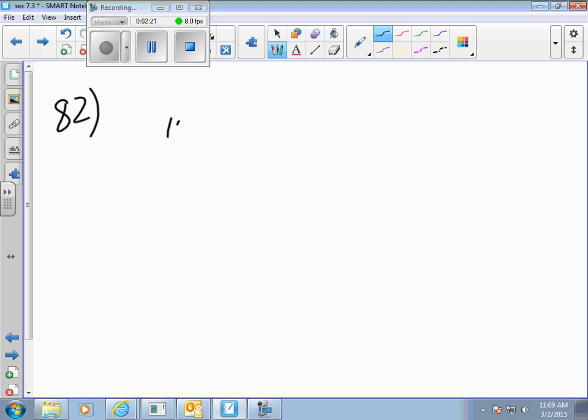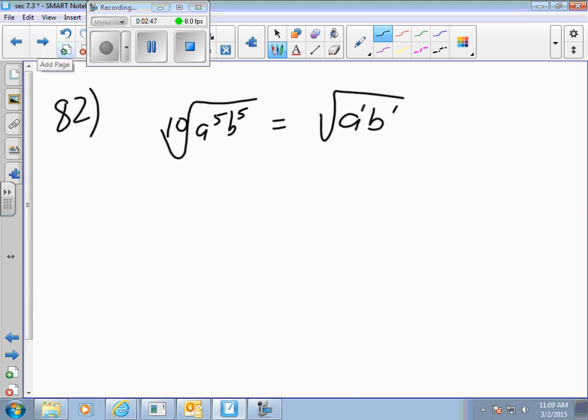Number 82 says if I have the 10th root of a to the 5th, b to the 5th. Again, all the exponents and root numbers are all divisible by the same thing, so I'm going to divide everything by 5, giving me the square root. Do I need to put a 2 in there when it's a square root? No. So then I'm just going to put a, b. Both of them are to the first power. If I want to write the ones, I can. I don't have to.